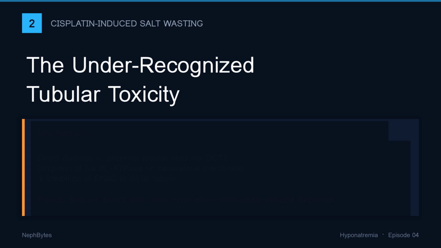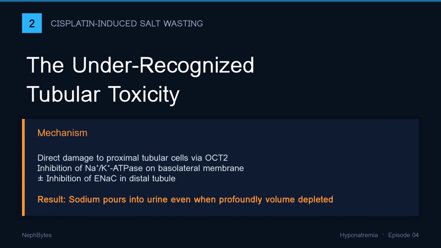is far less appreciated. The mechanism is direct damage to the proximal tubular cell via organic cation transporter 2, inhibition of the sodium-potassium ATPase on the basolateral membrane, and possibly inhibition of the epithelial sodium channel in the distal tubule. The result is sodium pouring out in the urine even when the patient is profoundly volume depleted. The kidney has lost the ability to hold onto sodium appropriately. Let me show you what this looks like.